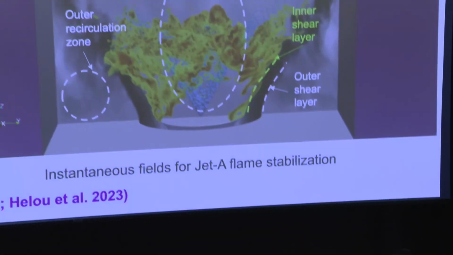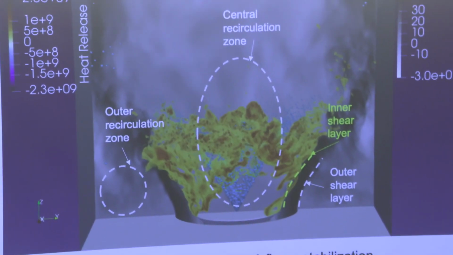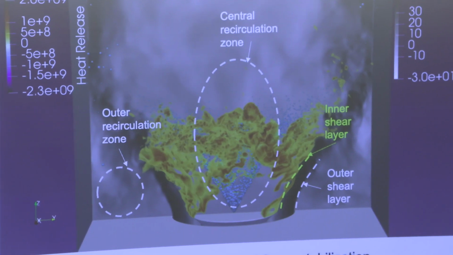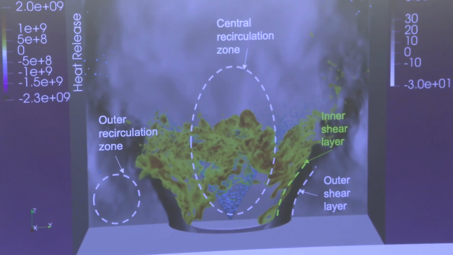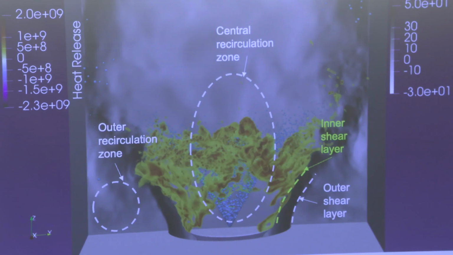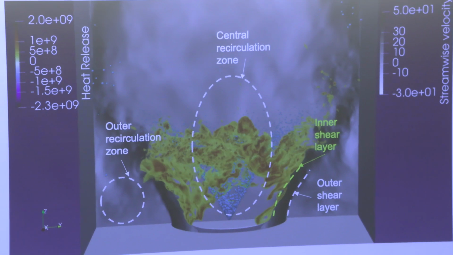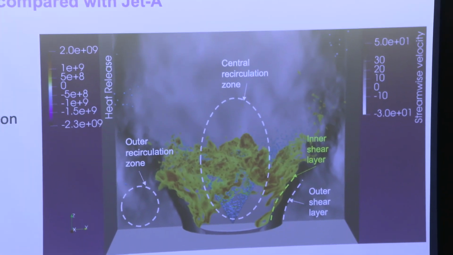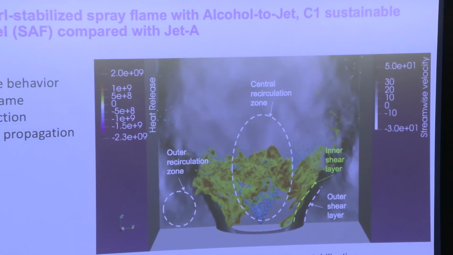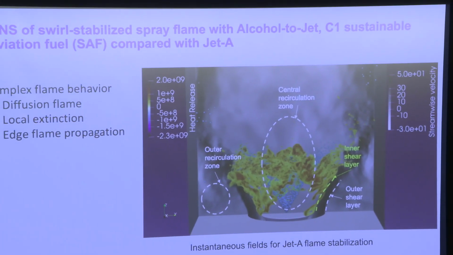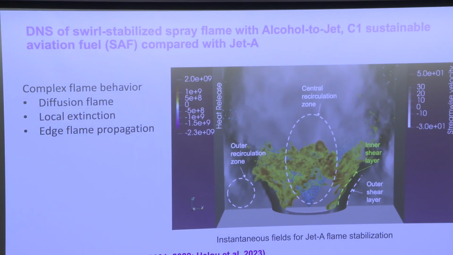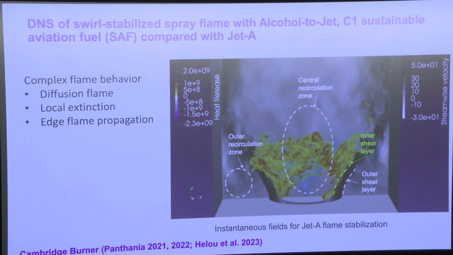The outer recirculation zone is comprised mainly of hot air that's recirculated from the combustion process occurring in the central recirculation zone. And despite its potential contribution to flame stabilization, similar to a co-flow in a jet flame, we didn't see any flames in the outer recirculation zone at all. On the other hand, liquid fuel is injected into the central recirculation zone. That's denoted by those aqua dots or spheres.